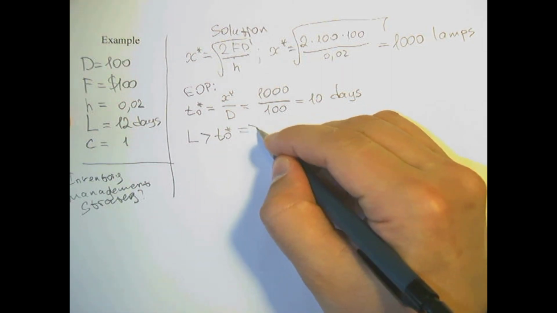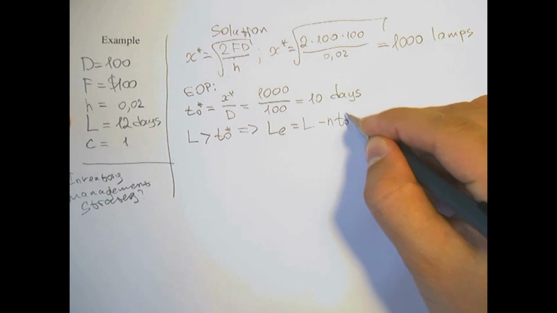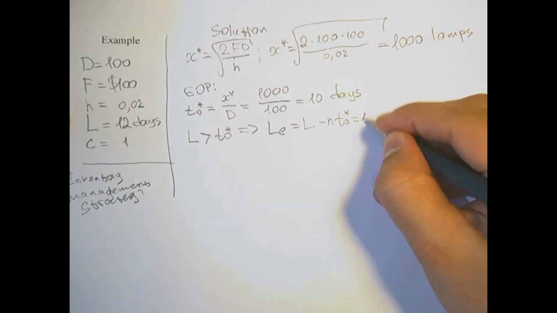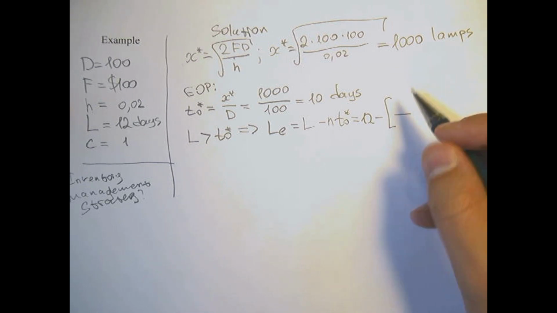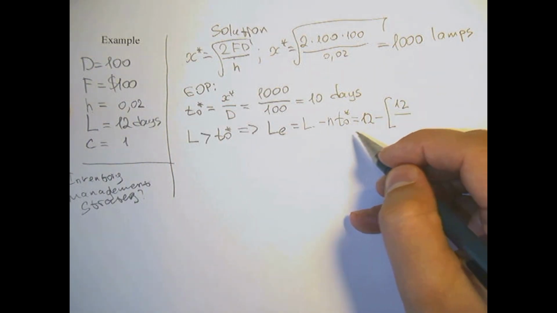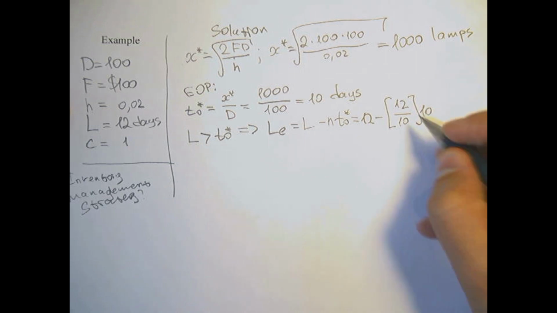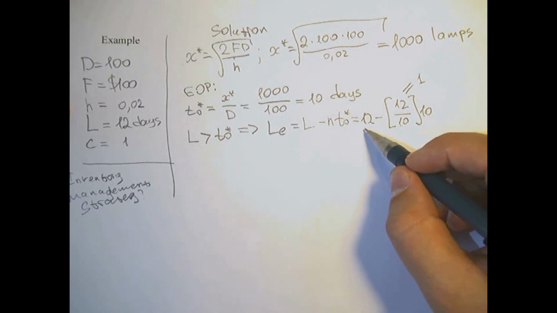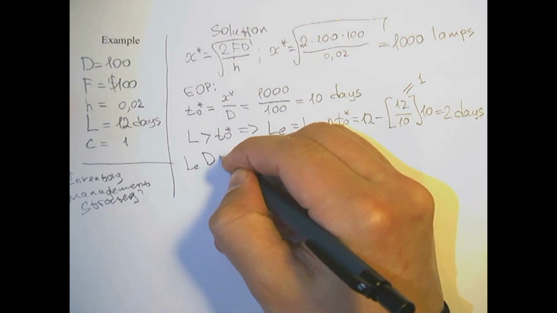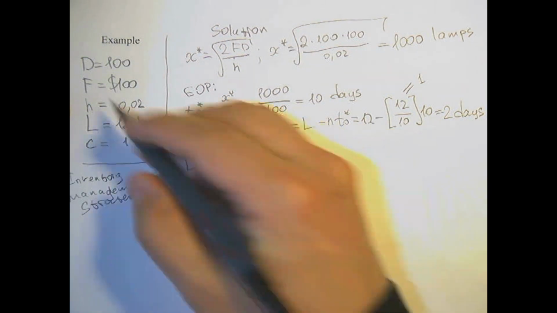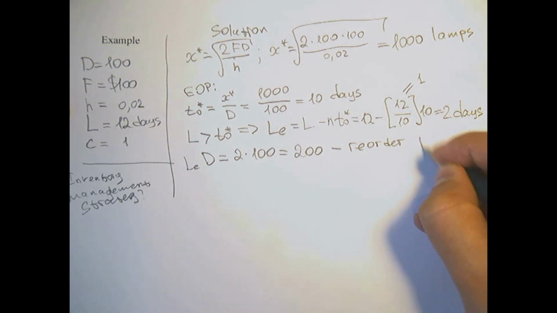So then we should consider effective lead time. So L effective is L minus N times T0 star, and L equals 12 days, minus N. So N is the integer part of the fraction. Numerator is L, 12 days. Denominator is T0, so it is 10 days. Times T0, and T0 is 10 days. So this result is 1, and 12 minus 1 times 10 is 2 days. And L effective times D, the reorder point, equals 2 days times 100, it is 200. So it is a reorder point.